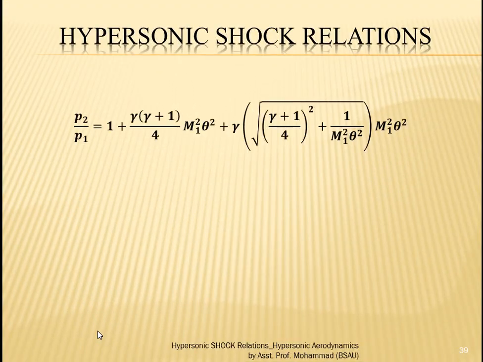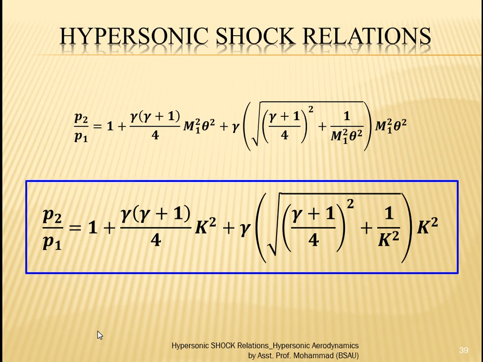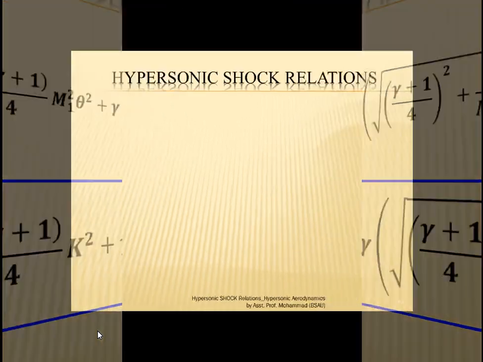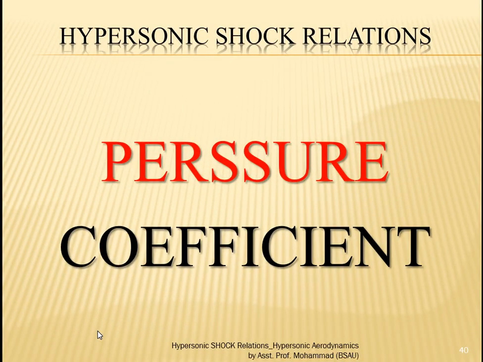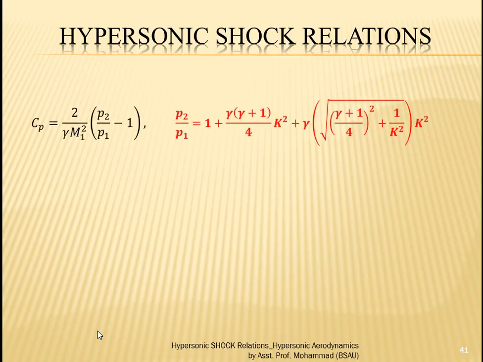This is the pressure ratio, which can be reduced in this format, where M1 theta is taken as K, which is the hypersonic similarity parameter, and this we should not forget. This is what we are going to use when the time comes to start solving and analyzing the hypersonic cases. The pressure coefficient again. So we come to the pressure coefficient and see that this is our pressure coefficient in terms of Mach number, and this is the pressure ratio.